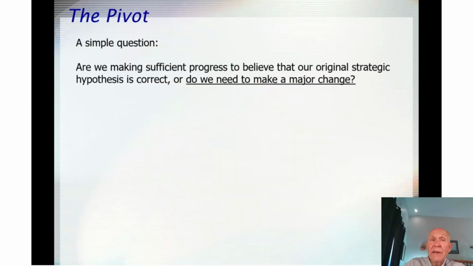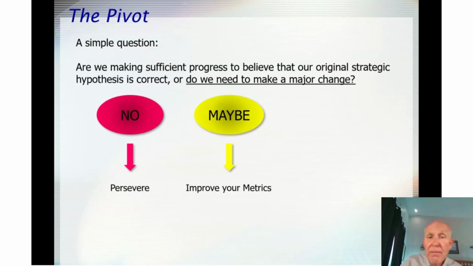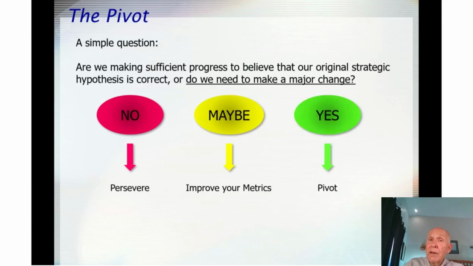And the question you have to ask is, are we making sufficient progress to believe that our original strategic hypothesis is correct? Or do we need to make a major change? There's only 3 answers. If the answer is no, we're heading in the right direction, keep going. The answer might be maybe. Well, then if it's maybe, you better get better metrics because you're not measuring the right thing. If the answer is yes, we do need to make a change.